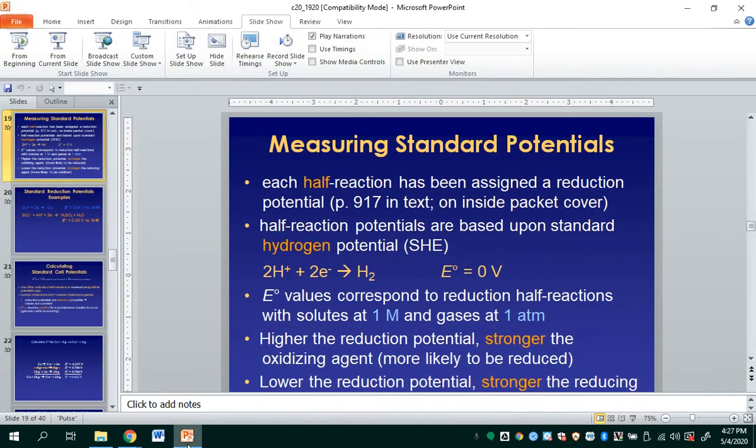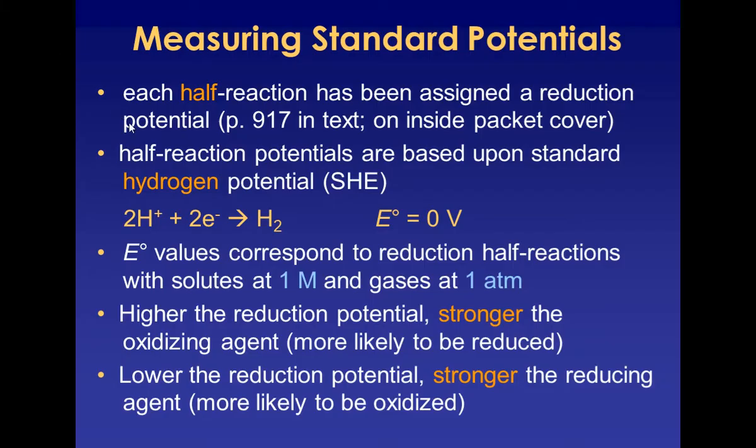Okay. Again, that is in your note packet. It is in your textbook. It is in your assignment packet. So definitely look at that for a reference. All the half reaction potentials are based on hydrogen's potential, SHE, which has a voltage of 0.